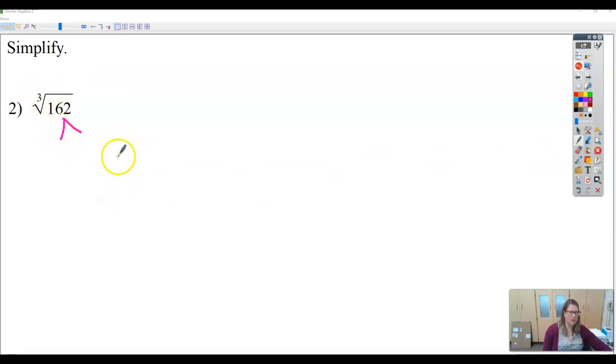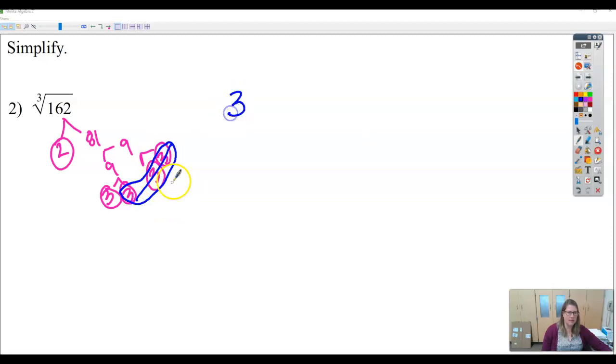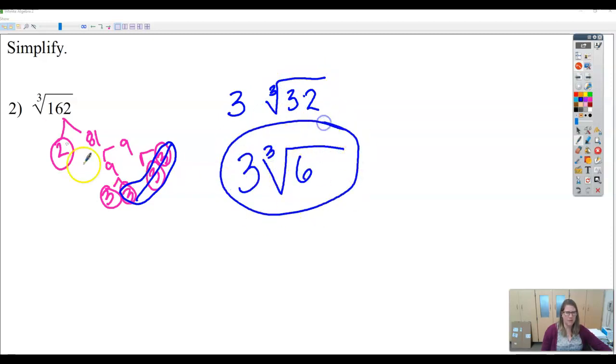Again, a cube root, so I'm looking for 3 copies. 162, I know it's even, so I could do 2 times 81. 81 is 9 times 9. And 9 is 3 times 3. So again, I'm looking for 3 numbers that match. So I have 3 3's here. So for those 3 inside, that means 1 outside. Then I still have a 3 and a 2 that can't come out. They have to stay under the cube root because there's not enough of them. So 3 times the cube root of 6 would be the simplified version of this.